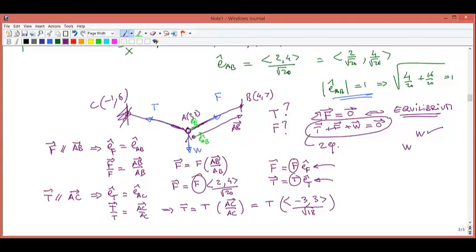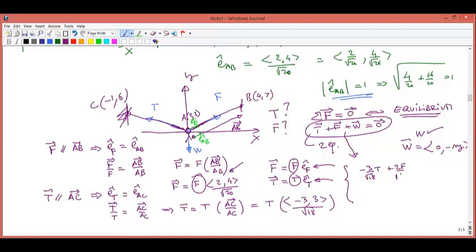Since W is obviously, if I pick the standard coordinate system, (0, negative mg), whatever that is, now I can add all those. This will give me a system of two equations with two unknowns. What is the x component of T? The first term, negative 3 over the square root of 18. What is the x component of F? Again, the first term here, plus 2F divided by the square root of 20. What is the x component of W? 0.